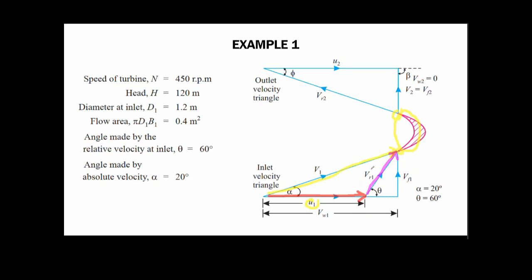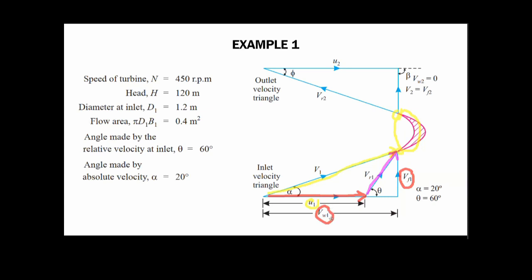And because we have two velocities here, the velocity that is actually felt by the vane is the relative velocity. Okay, so VR1. And from this triangle we can get the vertical component of the absolute velocity of the water as VF1, and the horizontal component as VW1.